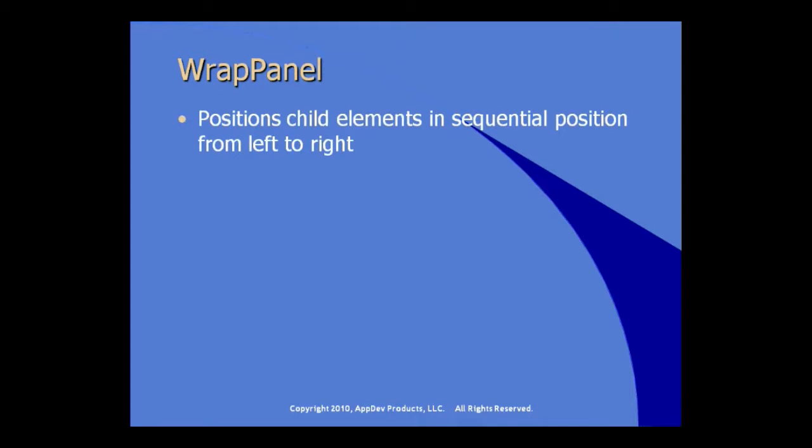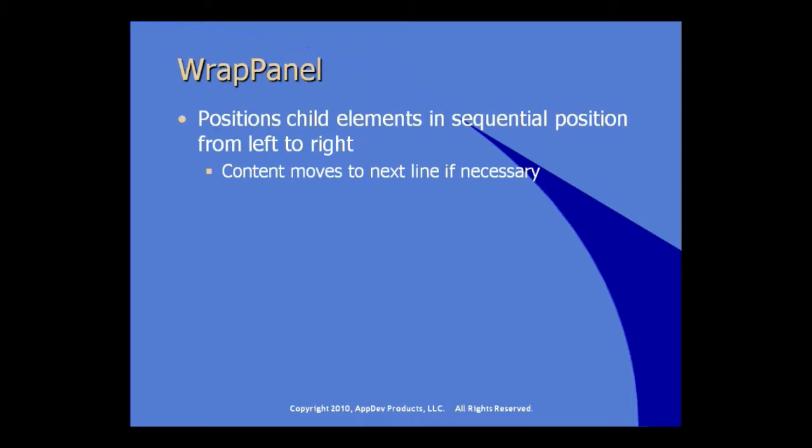The wrap panel positions the elements in it in a sequential position from left to right. And then if necessary, you'll get additional lines. So let's say you had 10 images, and the window was wide enough to display 5 of them. 5 of them would be on the top line, and then there'd be a second line of another 5. If you made the window wider, you might get fewer lines. If you made the window narrower, you might get additional lines.